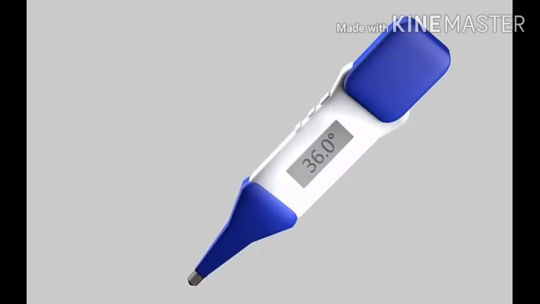Mercury is toxic in nature. If a thermometer breaks, it is difficult to dispose of the mercury. So nowadays mercury thermometers are being replaced by digital thermometers that do not use mercury. In a digital thermometer there is no mercury.